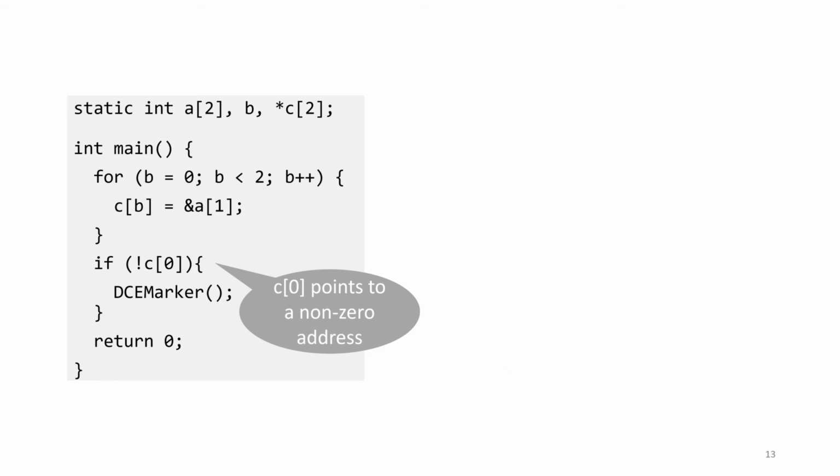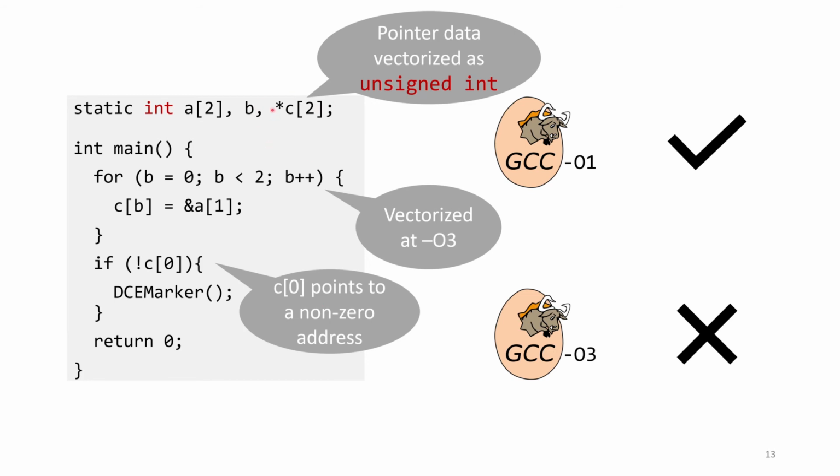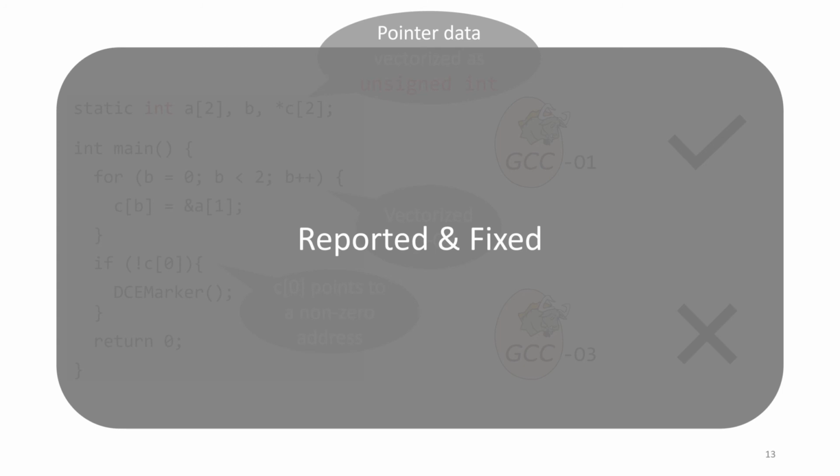And indeed, if we use GCC at O1, it can detect that and can eliminate this piece of code. But GCC at O3 could not. And the reason for this is that the loop at O3 is being vectorized. However, GCC vectorized pointer data, in this case C star, as unsigned integers, but they are signed integers. And this prevented propagating the knowledge that the address of A1 is actually assigned to C down here, and then the compiler could not actually eliminate the piece of code. We reported this and it got fixed for GCC 12.